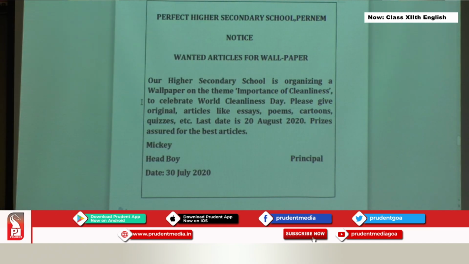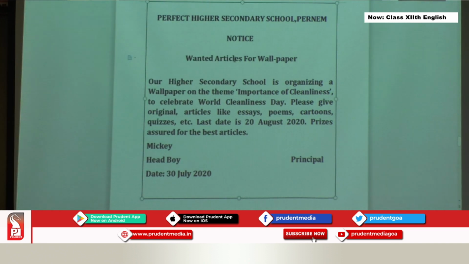So, you have your box, you leave a line, and then you write the name of the school and the place, then you leave a line, the word notice, then you leave a line. Now, can you point out to me an error over here? Yes, there is an error. After the word notice, you leave a line, and then you write the title, the heading of the notice.